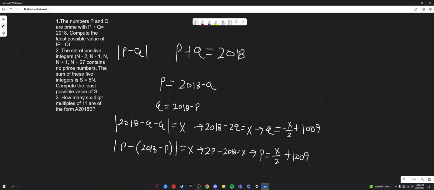Now essentially what we're going to do is have these 2 equations intersect each other, and by doing so we see that our x's have coefficients that are the same. They only differ by a sign, meaning that the only place they'll ever intersect is when x is equal to 0, or their y-intercept. So that means p and q both have to be 1009, which is in fact a prime number, so we're good there. And 1009 plus 1009 is 2018. And so that means the least possible value of p minus q is 0.